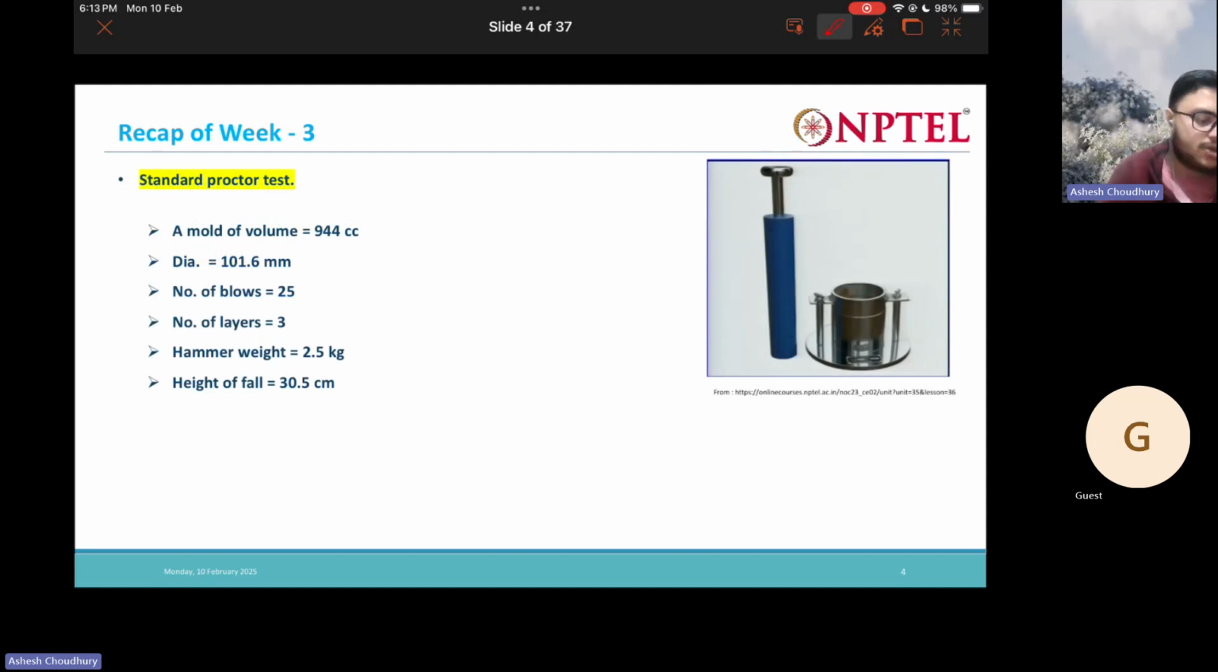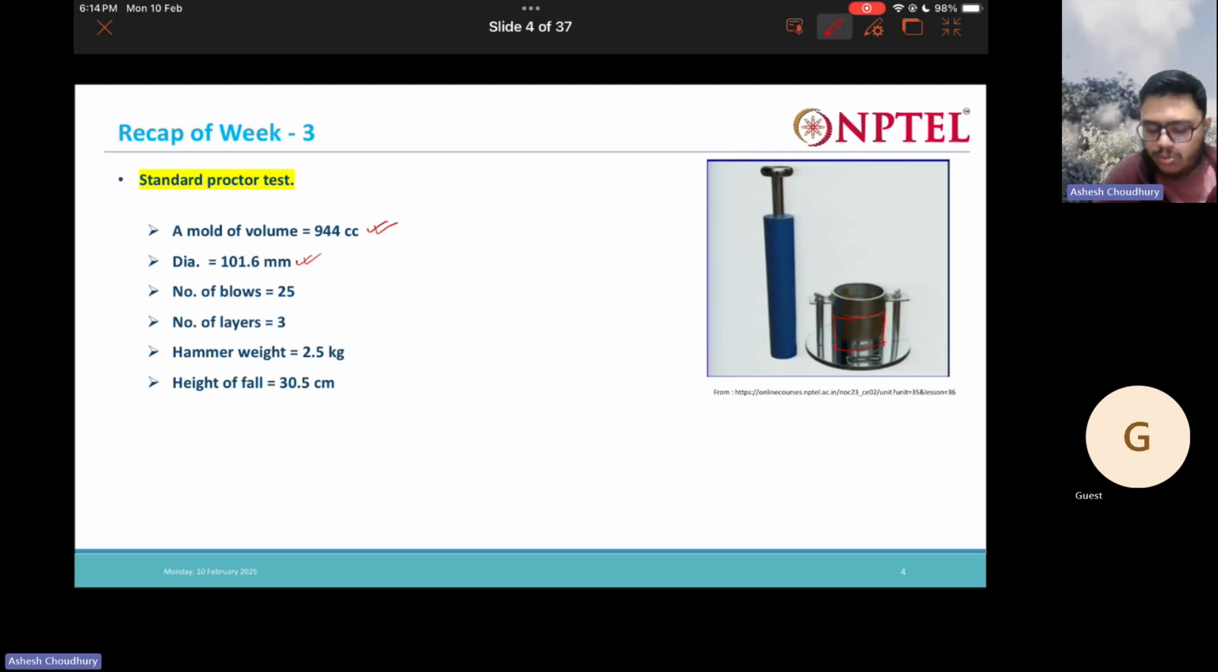So in the standard Proctor test, we have a mold like this. The volume of the mold is 944 cc. These are the values for the standard Proctor test. For the Indian standard Proctor test, these values are a little bit different, so I suggest you go to the books or to the IS code which deals with this test. There you will find all the details. So we have a mold of 944 cc volume, and the diameter of this mold is also written here.